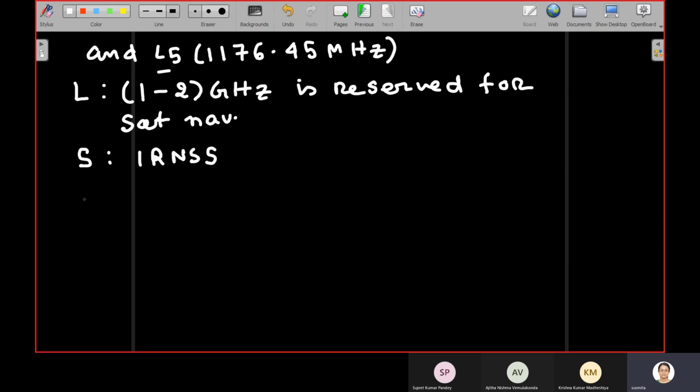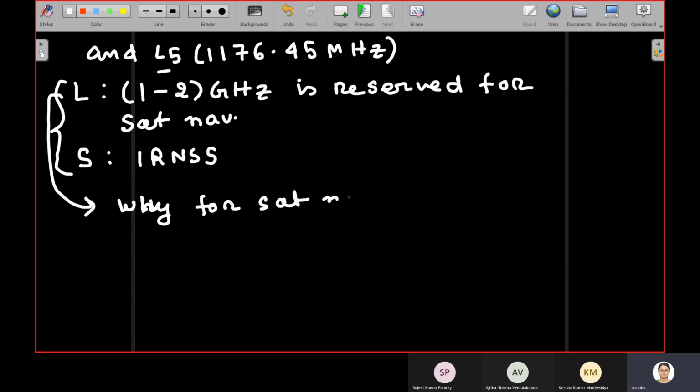Now, why is the L band chosen for the carrier? Or does it apply to S band also? So basically, why do we have this band for satellite navigation? This is done for some reasons. If you pick a signal at a low frequency, say a few kilohertz, then it cannot penetrate the ionosphere.